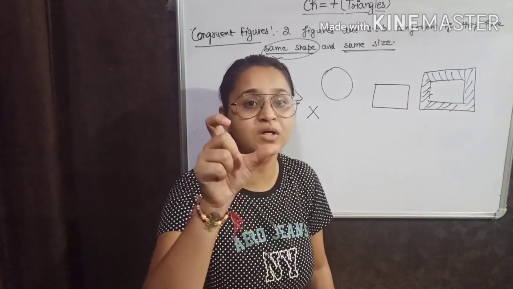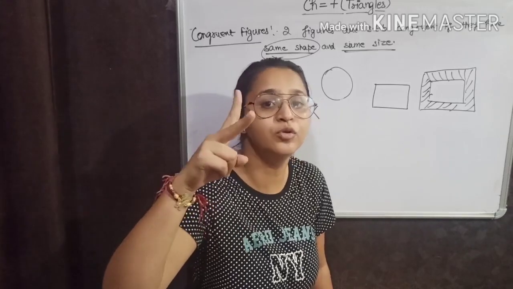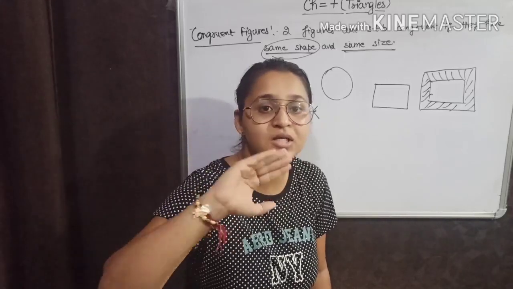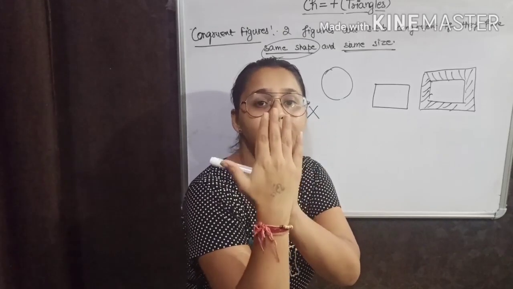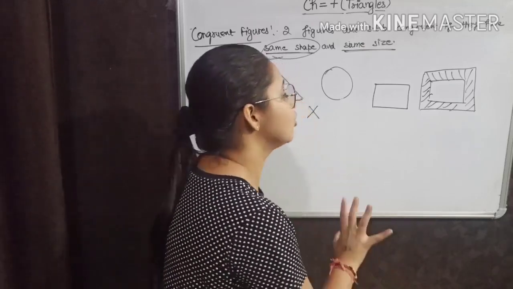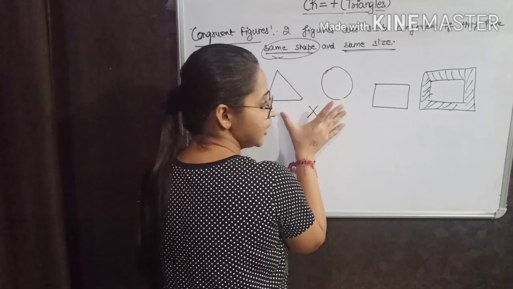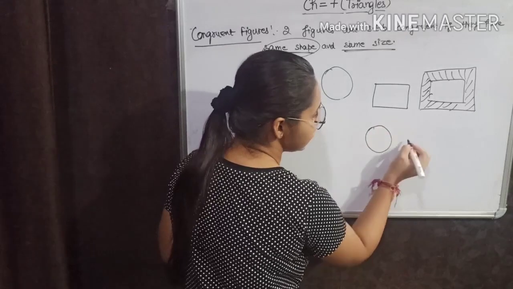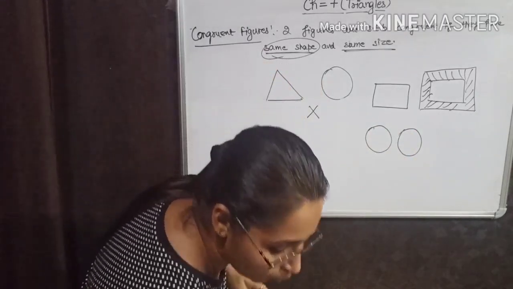It means two figures are congruent if both of them are covering each other completely. If I am putting one over the other, then I should not be able to see the second one, or the first one. So I hope you all are clear with same shape. That is, same shape must be there and same size must be there. If I have this circle, then the second circle must be of this size. Okay, now 2 points are clear.